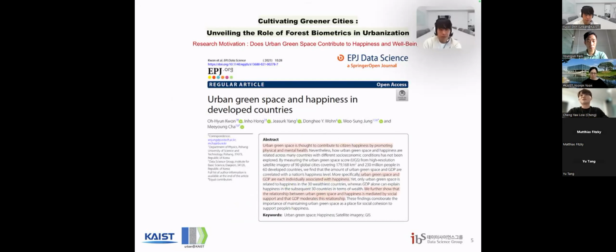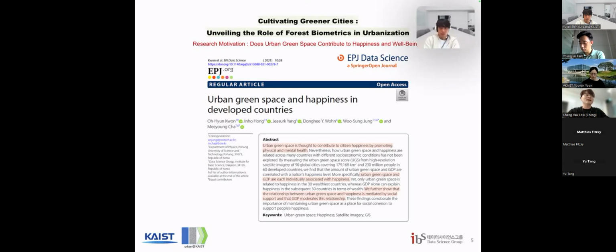One of our research motivations is driven by a recently published paper that poses the question: does urban green space contribute to happiness and well-being? Based on the research conducted, they found a strong correlation between green space and the happiness, health, and well-being of the residents within the cities. This is also interrelated to the wealth of the cities, which can invest more in green space facilities, for example.